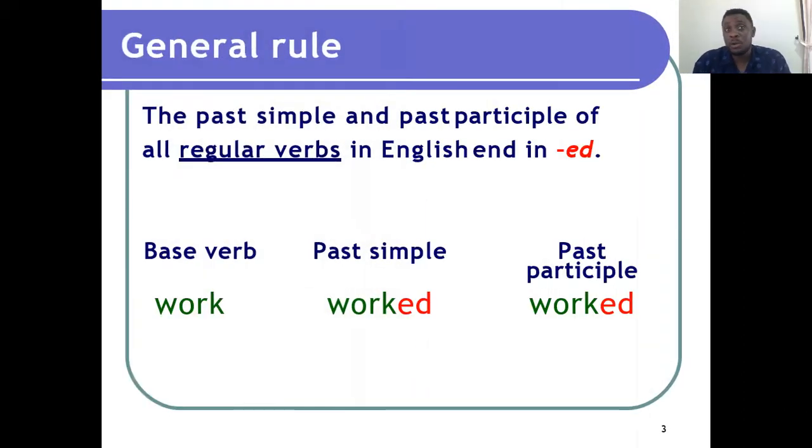So first, the general rule in English: the past simple and the past participle of all regular verbs in English end in ed. That's the general rule. For example, the base verb here is work, the past simple is worked, and the past participle is worked.